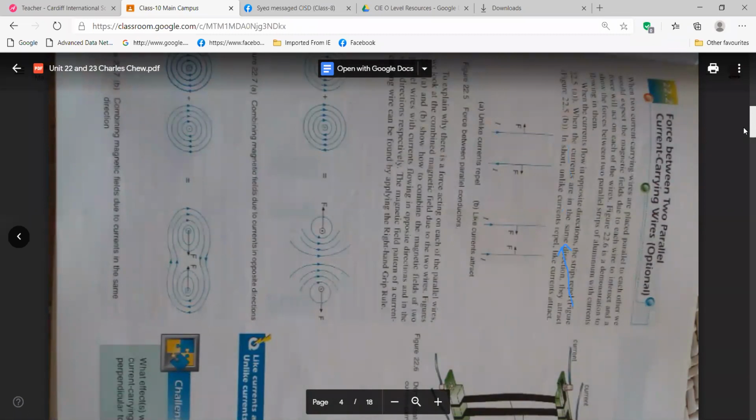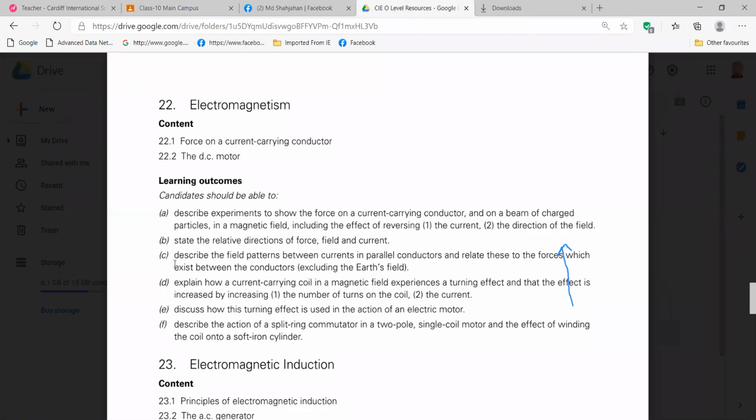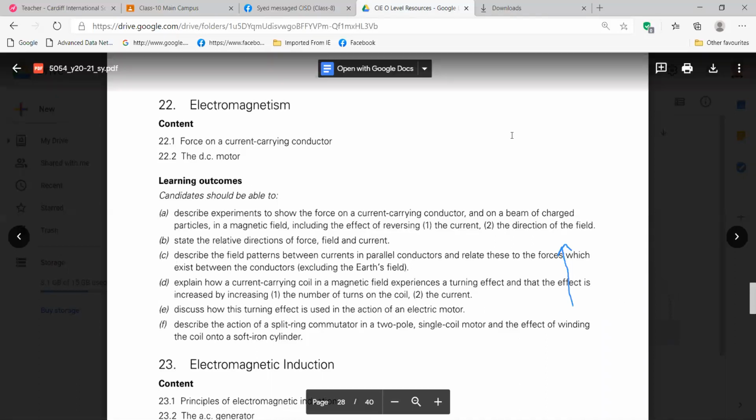Now I told you to bring the book for discussion of this part. It is page number 353. Page number 355. Okay, on page 355, we are getting this learning outcome. Can you read this learning outcome again? Which one, sir, C number? Yes.